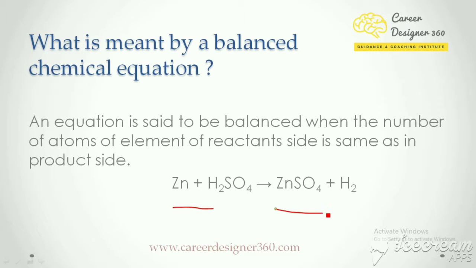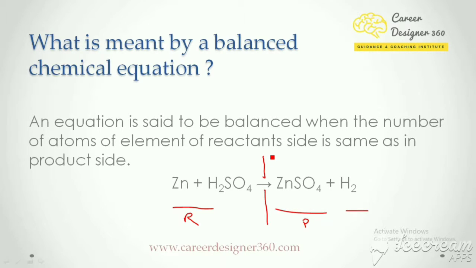We can clearly see that the number of atoms of zinc, hydrogen, sulfur and oxygen on both the reactant side and product side is the same. For example, there is 1 zinc, 2 hydrogen, 1 sulfur and 4 oxygen on both sides. Hence we can easily conclude that this is a balanced equation.